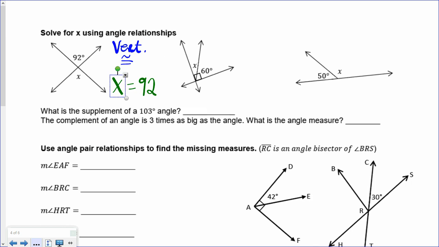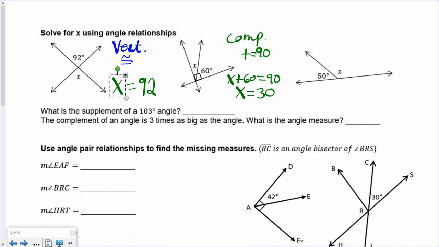All right, what's the next one? Complementary is the relationship I'm going to be using. What do I know about complementary angles? They add up to 90 degrees. So then I could say x plus 60 equals 90, which would leave what for x? 30. Everybody see how I did that?